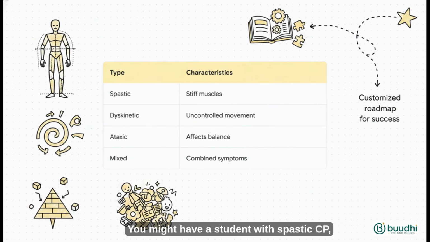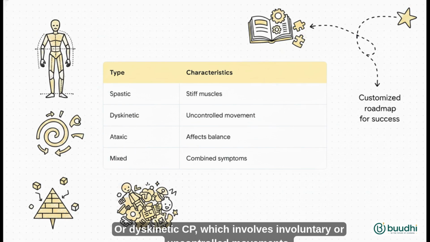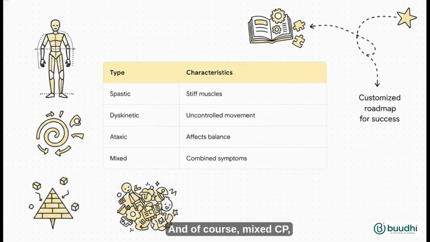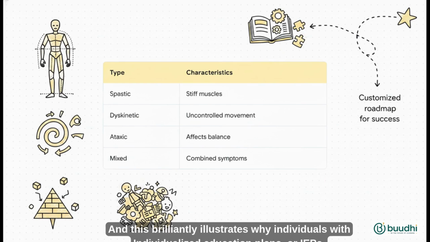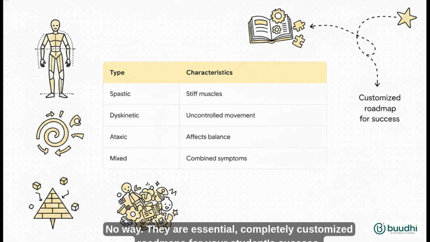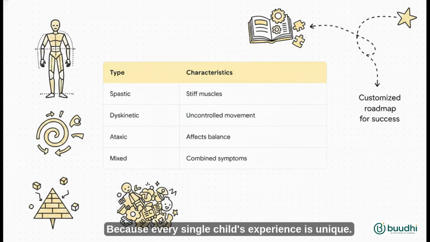You might have a student with spastic CP, which is characterized by stiff muscles and limited movement, or dyskinetic CP, which involves involuntary or uncontrolled movements. Then there's ataxic CP, which primarily affects balance and coordination, and of course, mixed CP, which is just a combination of these symptoms. And this brilliantly illustrates why individualized education plans, or IEPs, are not just some bureaucratic paperwork. No way. They are essential, completely customized roadmaps for your students' success, because every single child's experience is unique.